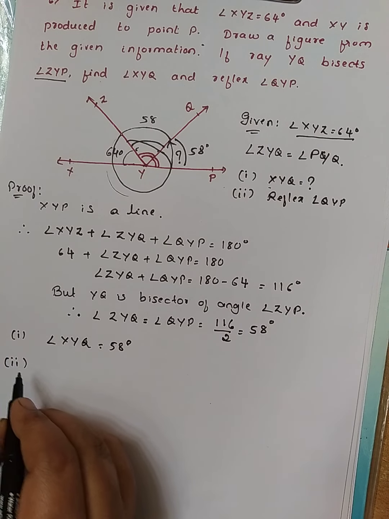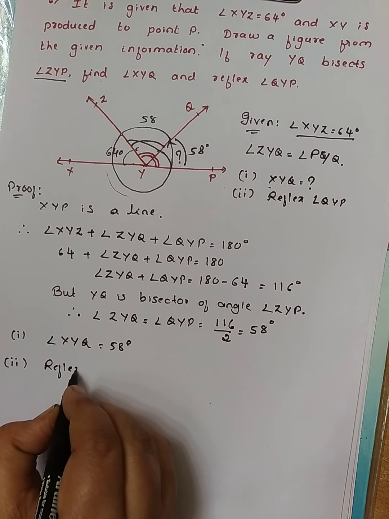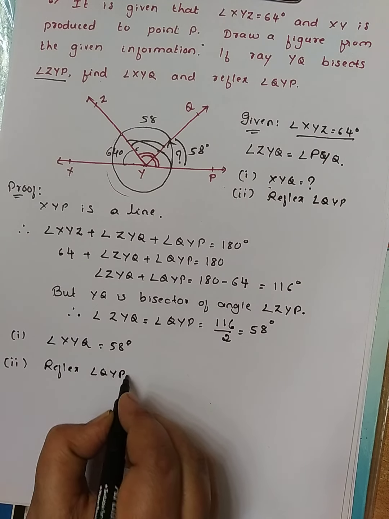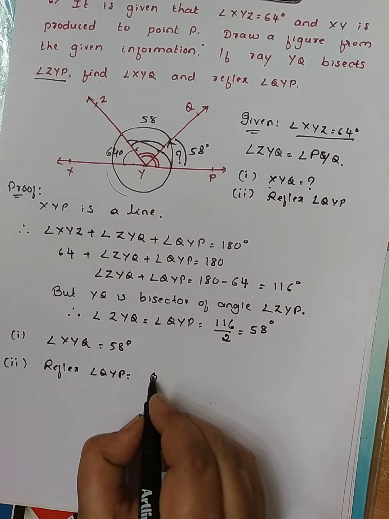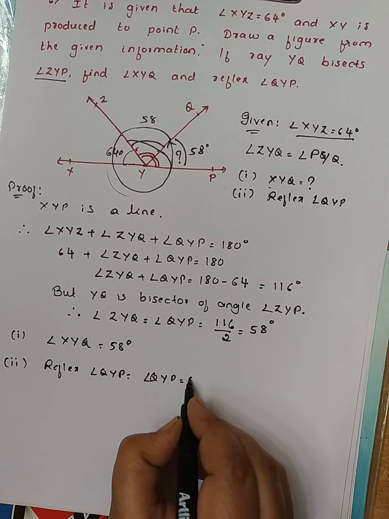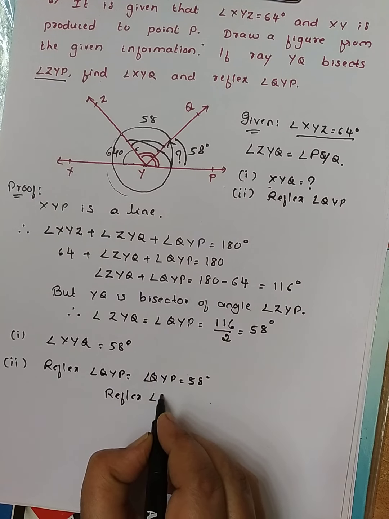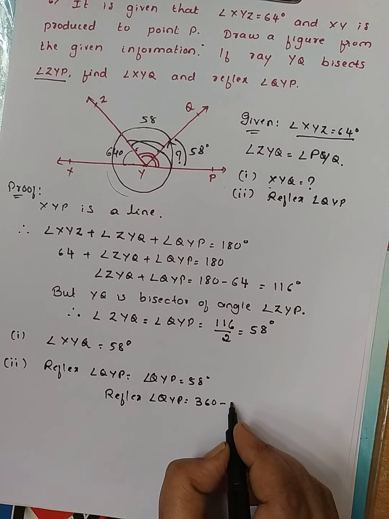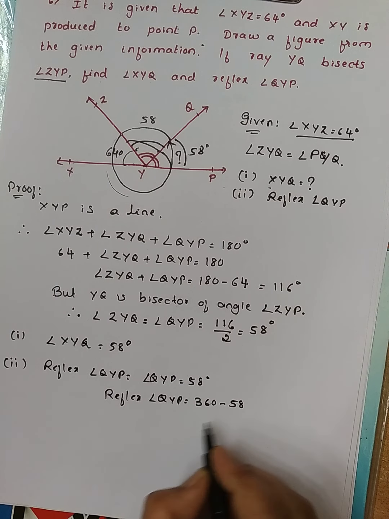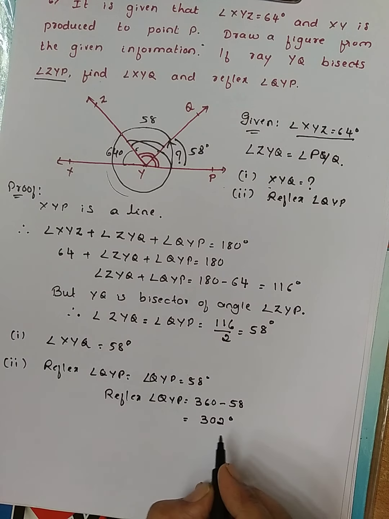Then the second one is reflex QYP. QYP is how much? QYP is 58 degree. Then reflex QYP is, you have to subtract this angle from 360. From 360, you will get 302 degree. So these are the two questions.